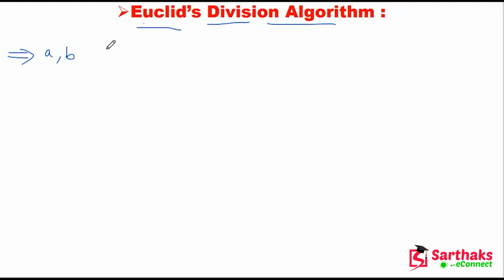Here is a very important note: between these two integers, a and b, a must always be greater than b. Not equal, not less than, it must be greater than. I hope you got this point.